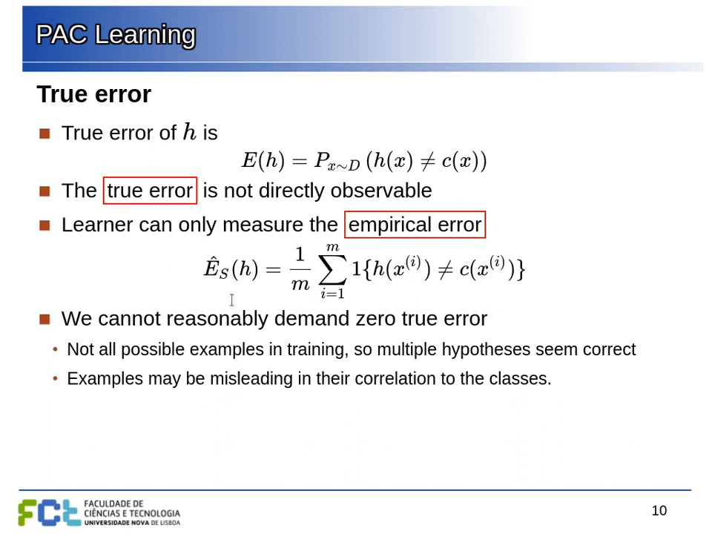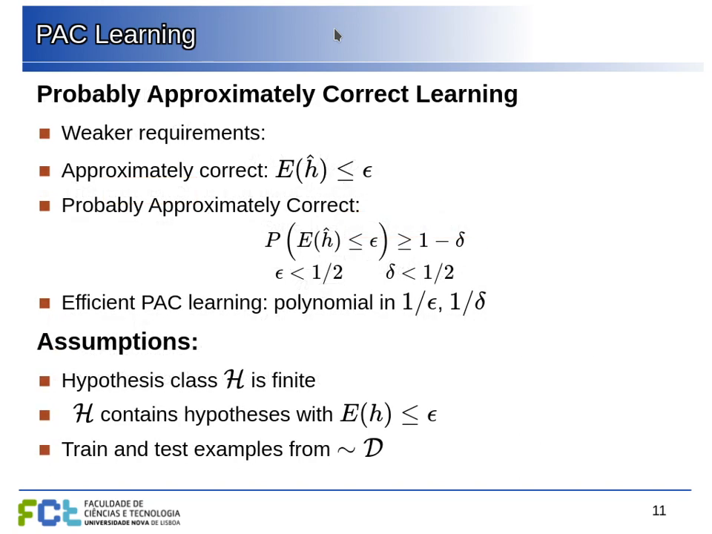We cannot reasonably demand a zero true error because we do not have all possible examples in the training set. So there may be several hypotheses that do not make any mistakes in the training set, but even so could make mistakes outside the training set. And also some examples may be misleading. There may be some apparent correlation between features and classes that only occurred by chance in our sample, in our training set, and does not exist in reality. So we cannot demand that the true error is zero. We cannot even measure the true error.